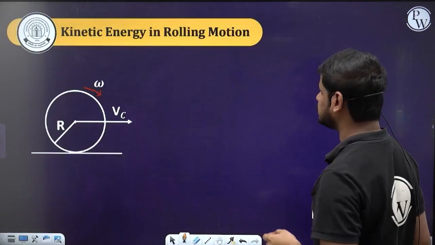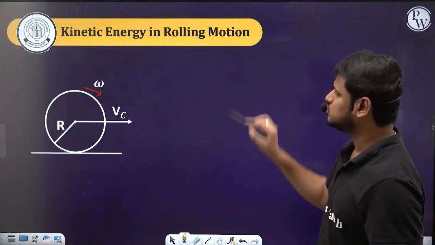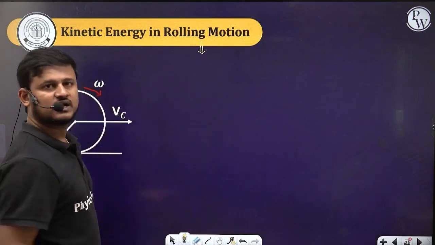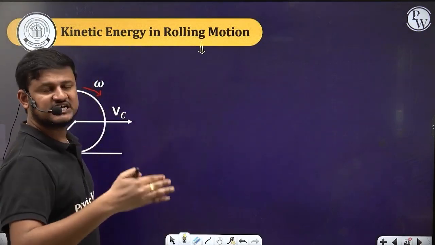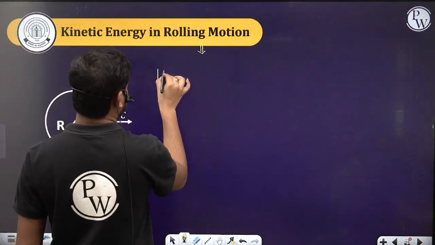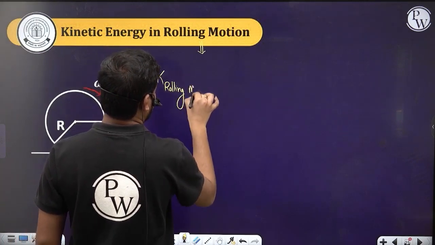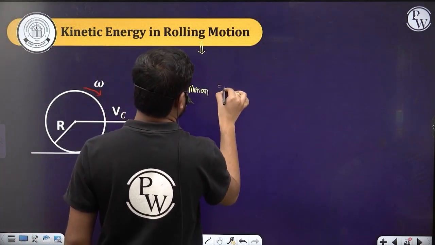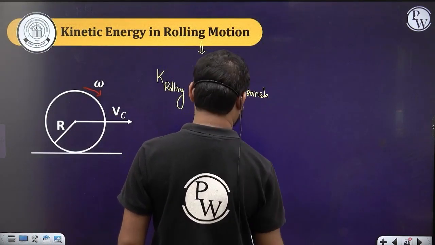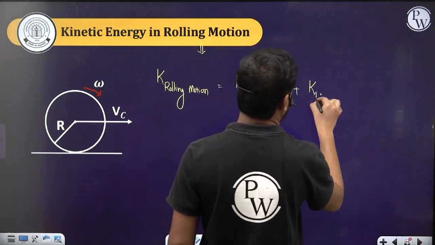So next. Now what's the kinetic energy in the case of rolling motion? Rolling motion is nothing but the kinetic energy in the case of translational motion plus the kinetic energy in the case of rotational motion. So the kinetic energy of the rolling motion will be equal to the kinetic energy of the translational motion plus the kinetic energy of the rotational motion.